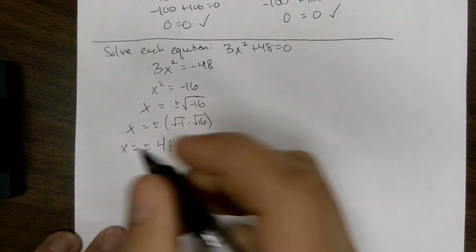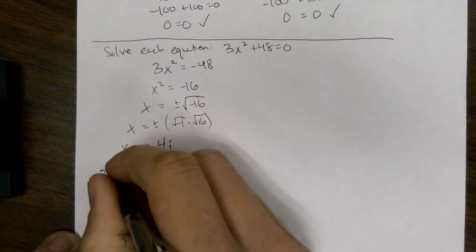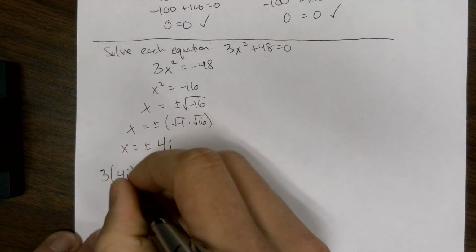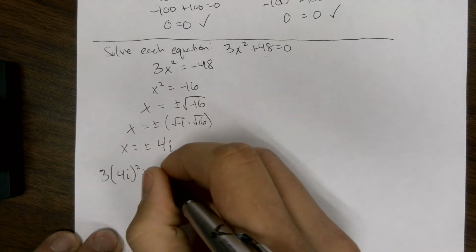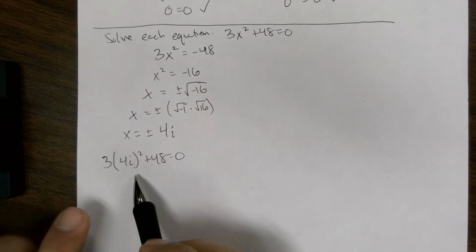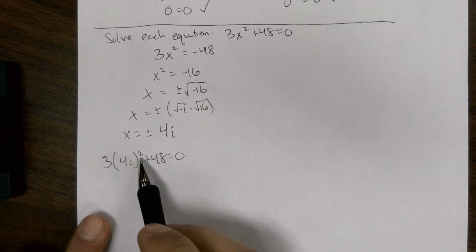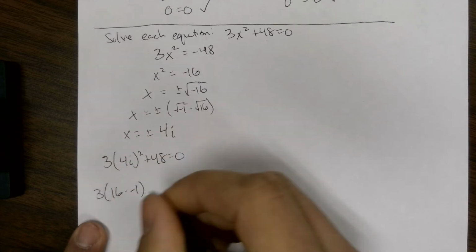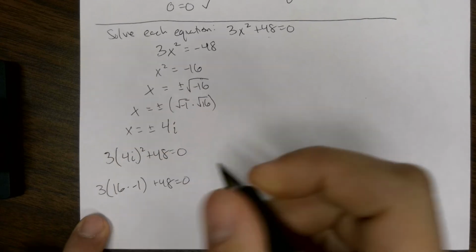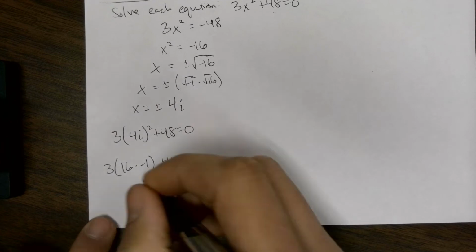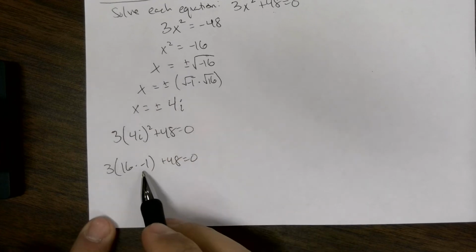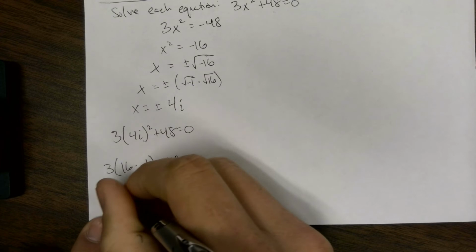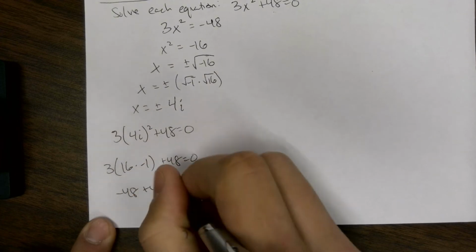So then I can check this. I'll throw it into the equation. 3 times 4i squared plus 48 equals 0. 4 squared is 16. i squared is negative 1. So this is 16 times negative 1 times 3, so that's negative 48 plus 48 equals 0.